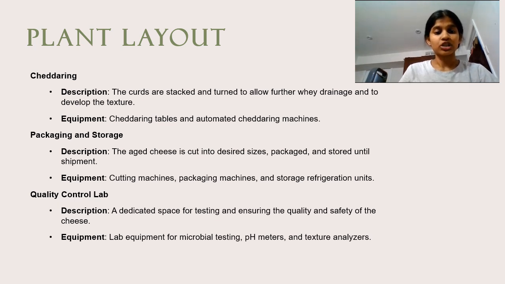The last but one step was packaging and storage, which is a very important step. Here we use cutting machines, packaging machines, and storage refrigeration units. The aged cheese is cut into desired sizes, packaged, and stored until shipment. The next one is the quality control lab. In the quality control lab, the equipment we used was microbial testing, pH meters, and texture analysis, that is TPA. It is a dedicated space for testing and ensuring the quality and safety of the cheese.